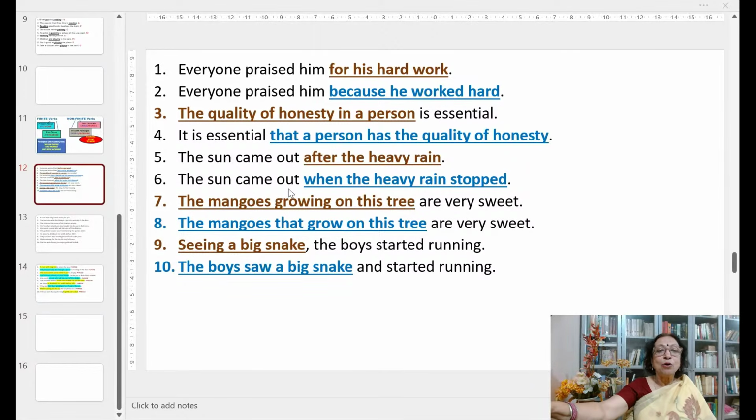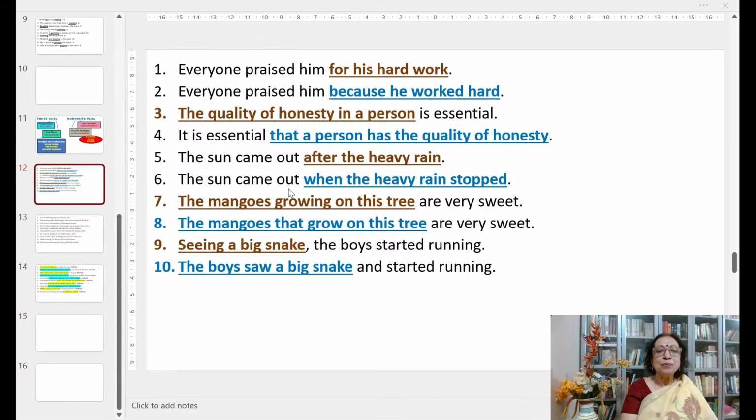The is an article, quality is noun, of preposition, honesty noun again, in preposition, a article, person noun. So we have many nouns, we have a preposition, we have many articles, but we don't have a verb. Therefore, since there is no verb here, it becomes a phrase. Now, suppose you want to put the same phrase into the clause form, what do you do? This is very essential for those of you who are appearing for exams. This kind of transformation is a very popular question in exams.